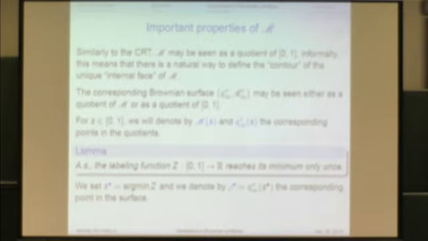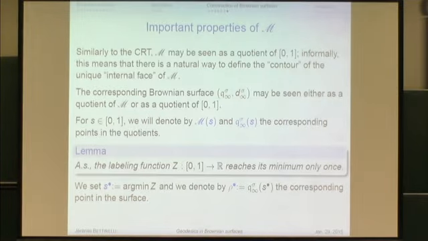Okay. Just a notation: I'm going to denote by M(s) the point visited at time s in this structure, and the corresponding point in the Brownian surface, I will denote by Q(s). The first important lemma is that almost surely the labels reach their minimum only once on [0,1]. So on this structure with your labels, there's only one point with minimum label. I will denote by s-dot the instant at which you reach your minimum, and by rho-dot the corresponding point in the Brownian surface.